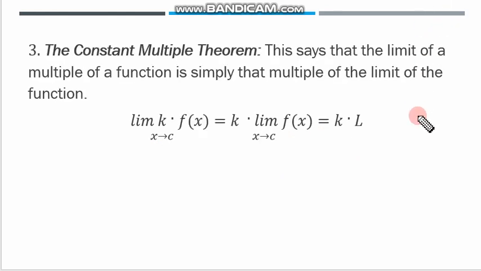Okay, for the constant multiple theorem, this theorem states that the limit of a multiple of a function is simply that multiple of the limit of the function. So for example, the limit of k times f of x as x approaches c. We will just separate the constant times the limit of that function: k times the limit of f of x as x approaches c. We know that earlier that's equal to L. So the constant times the limit of the function is the limit, according to the constant multiple theorem.